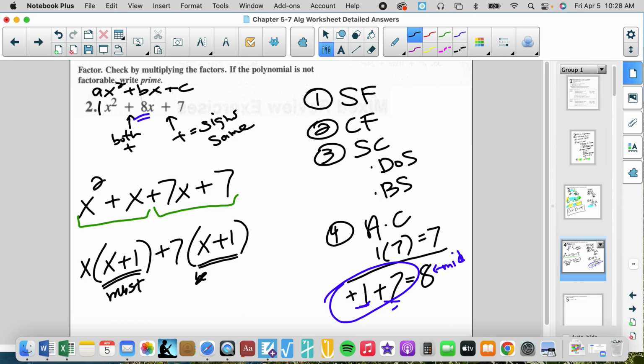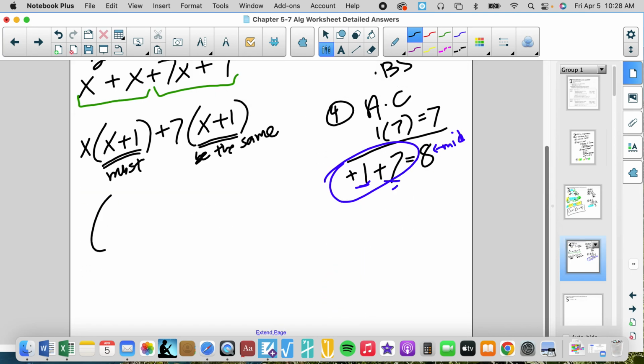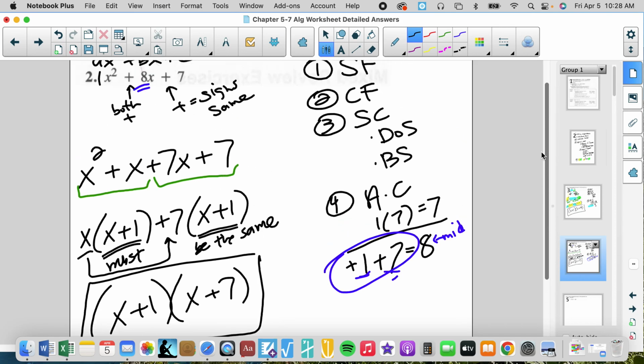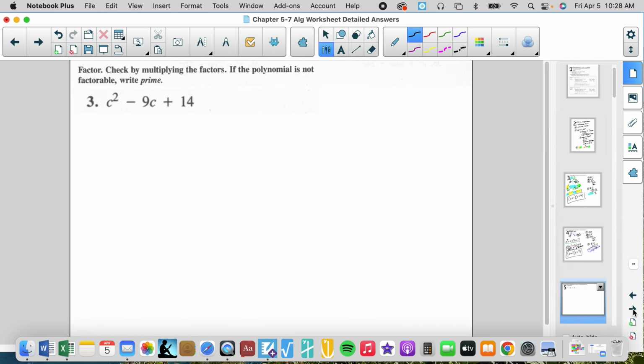They must be the same. If they are the same, then I know I did it right. I'm going to pull out that x plus 1, and that leaves me with x plus 7. And that is how you factor a trinomial. Super easy, super nice. 14, good.